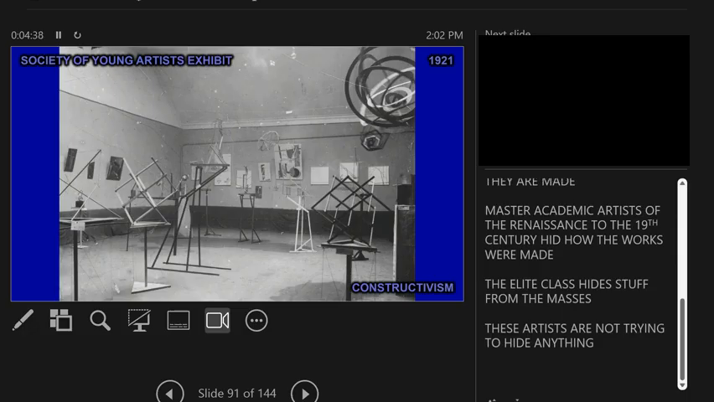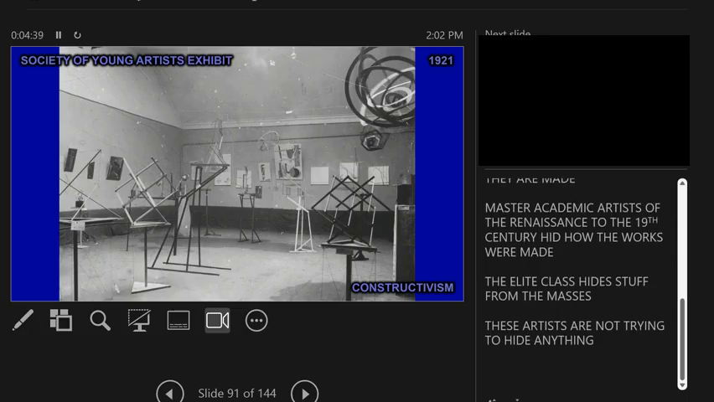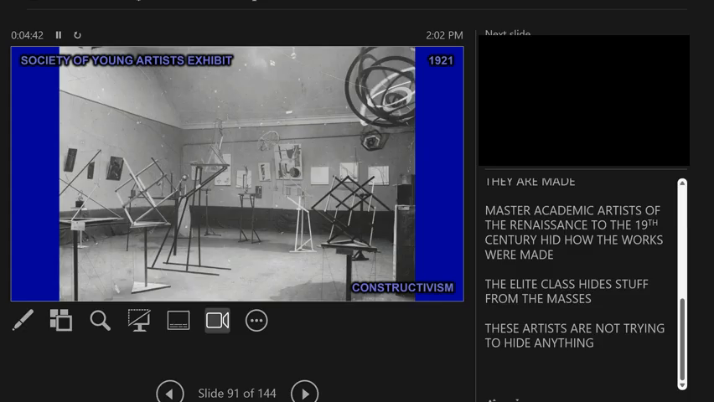A master academic artist from the Renaissance to the 19th century hid how the works were painted. You remember we were looking at paintings where you couldn't find a single brushstroke in them? Like think of that blue satin dress. You couldn't find any brushstrokes. I was just at an art museum last Thursday and I was looking at some paintings and I could not find a brushstroke. The artists were totally hiding how they did the paintings. Now, the Impressionists were showing how they did the paintings. They showed all the brushwork.